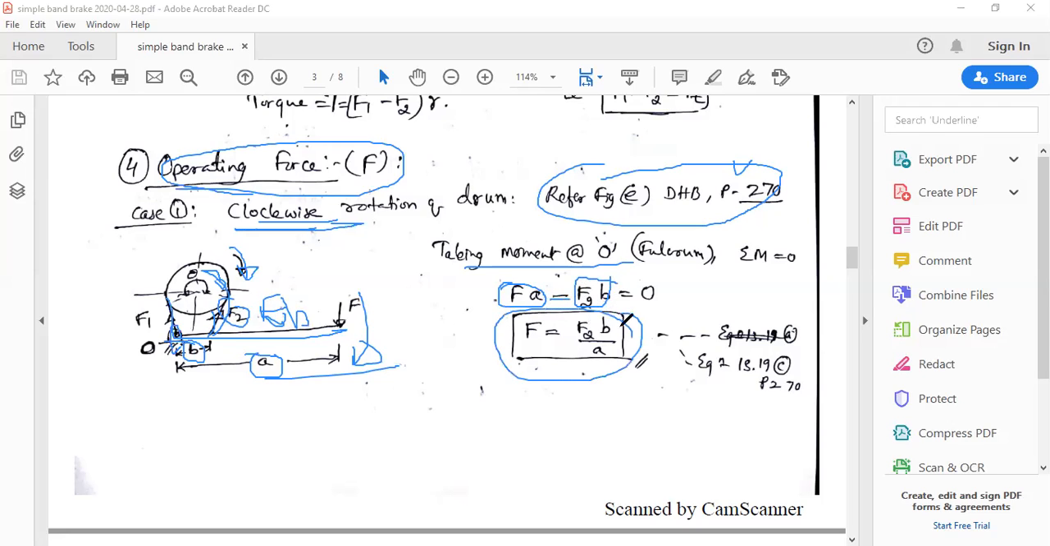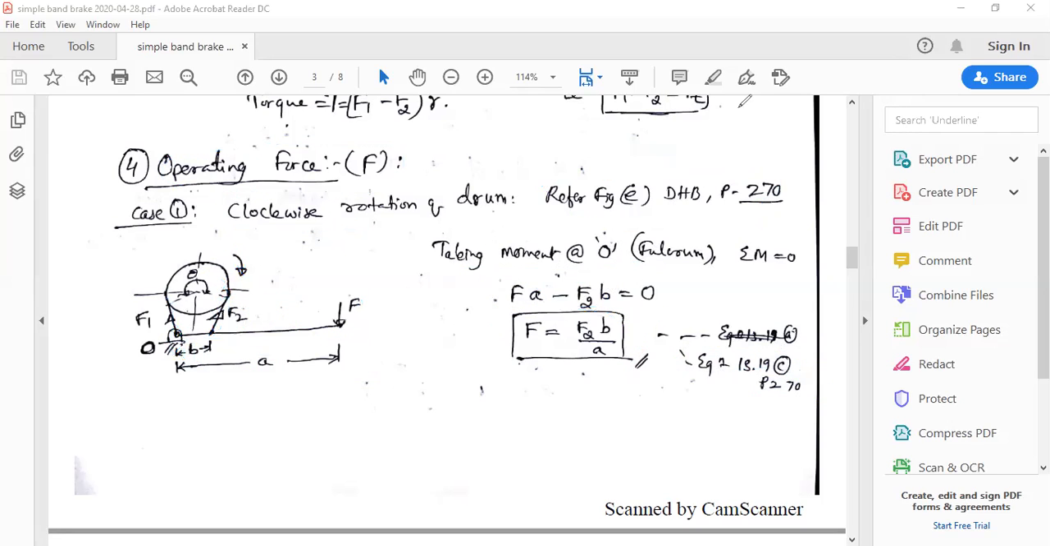Finally you will get the equation of F as F2 into B divided by A, which is given by equation number 13.19C, page number 270 of the data handbook. So we can either note down the equation directly from the data handbook or use the fundamental expression of the moment equilibrium condition to get the value of F. This is one of the cases.